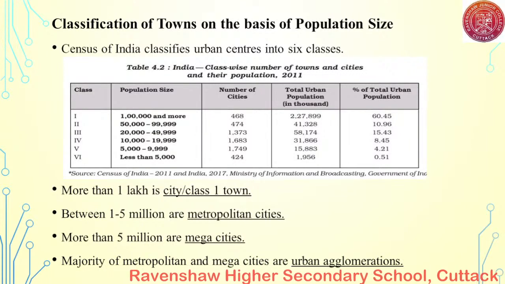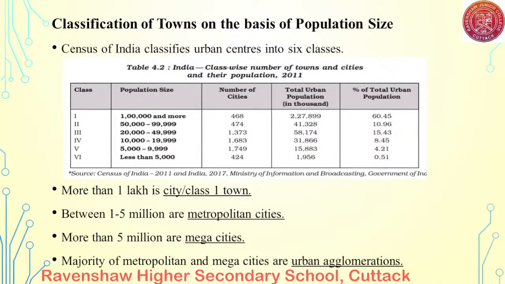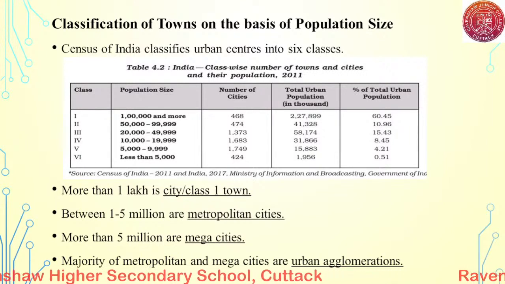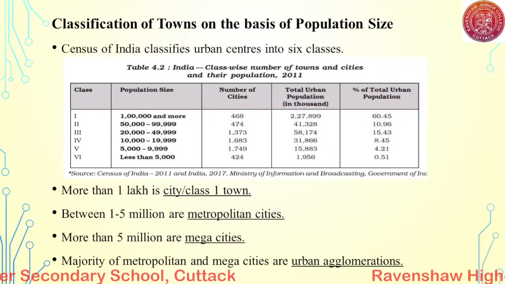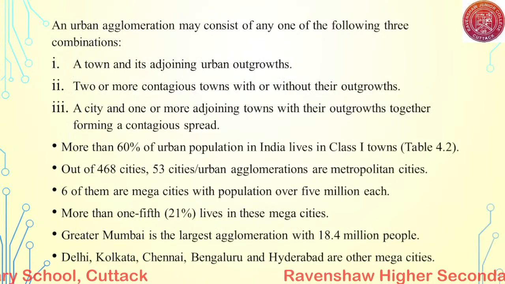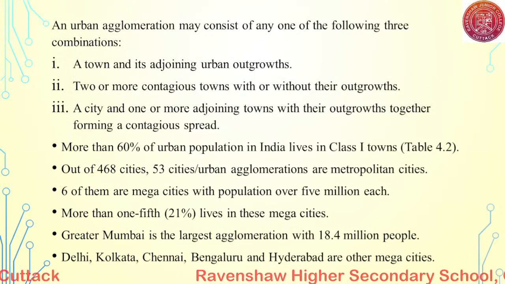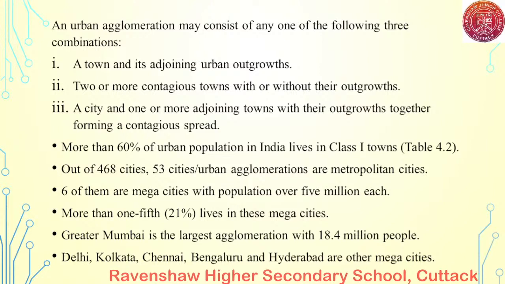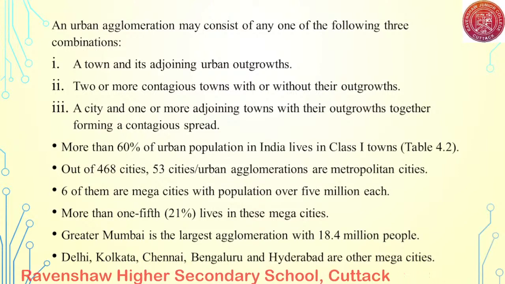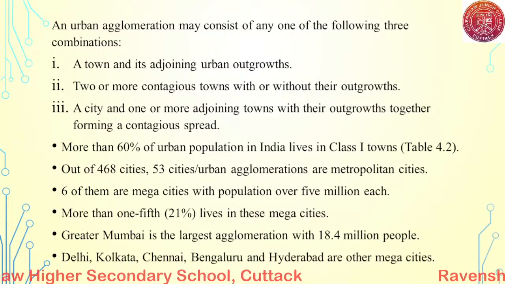Then the number of population will be very high. Then that is called the urban agglomeration. In short, it is called UA, urban agglomeration. And an urban agglomeration may consist of any of the following combinations.